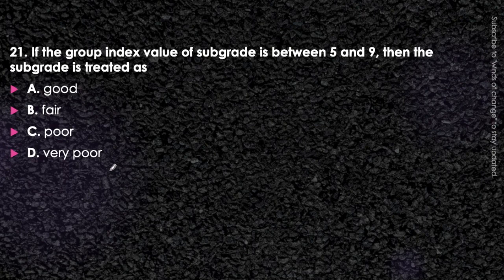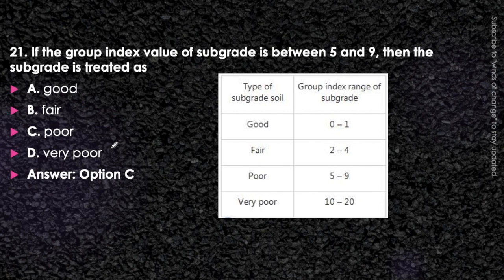Do you know the range of values for these? If you know, then only you can answer. So group index value of 5 to 9 will be for the poor category. You can watch it here, type of the subgrade. For good it is 0 to 1. Lower the value of the group index, fair will be the subgrade type.